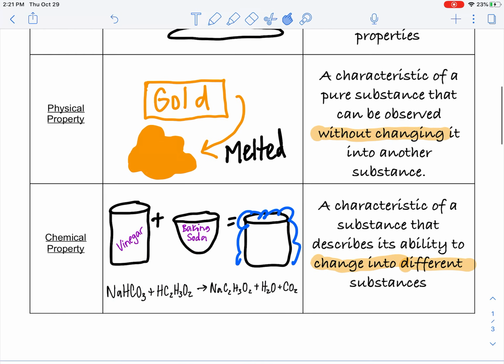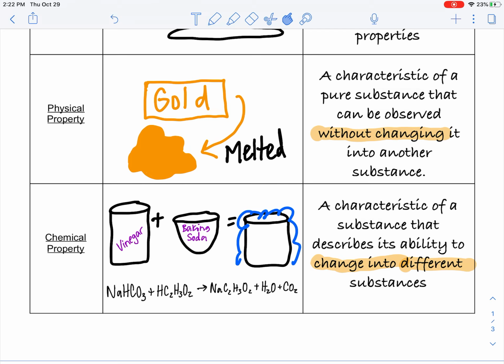Continuing on, physical properties are next. This is a characteristic of a pure substance that can be observed without changing it. That's our key here. We cannot change the substance, the object that we are observing the physical property in. So, for instance, this is going to be phase changes. If we melt a block of gold, it's still gold, even if it's a puddle. If we melt an ice cube, it's still water. Or if we take that water and freeze it into an ice cube, it's still water. It's just taken on a different form.